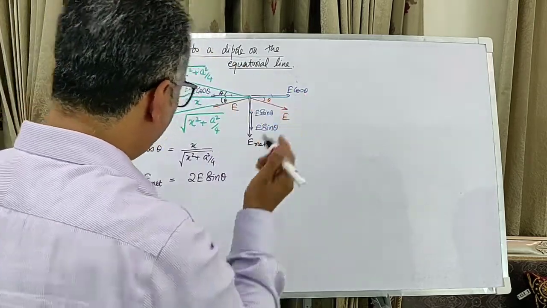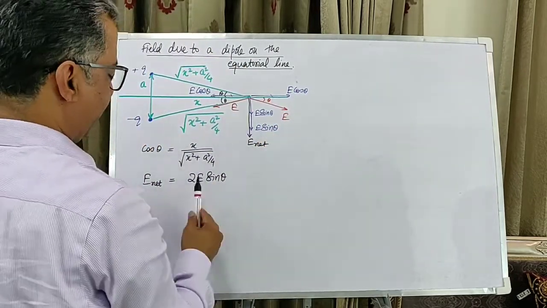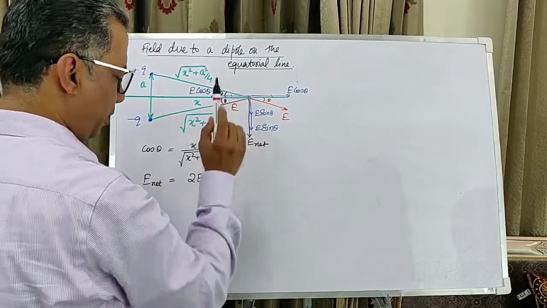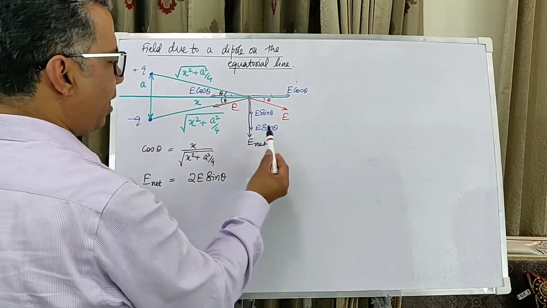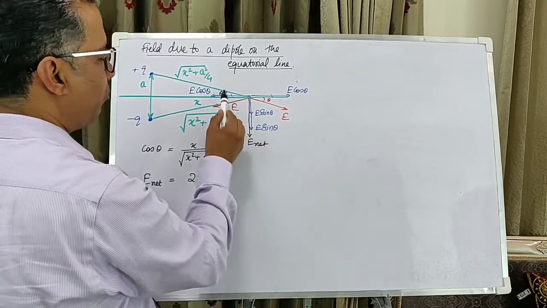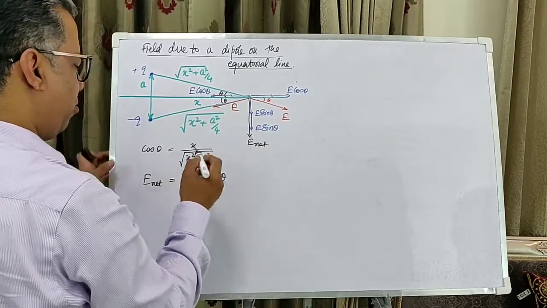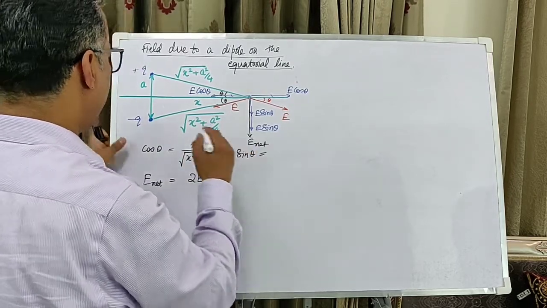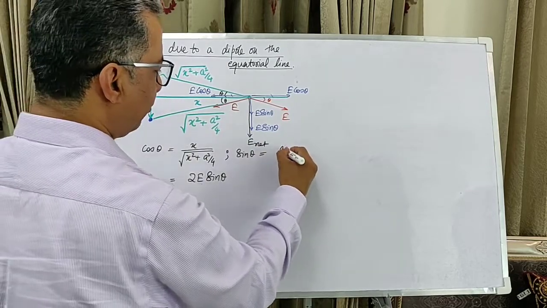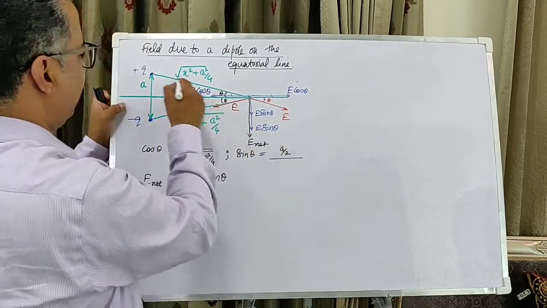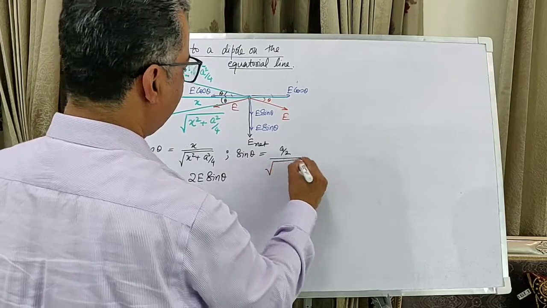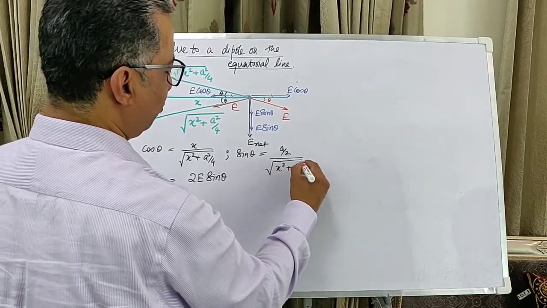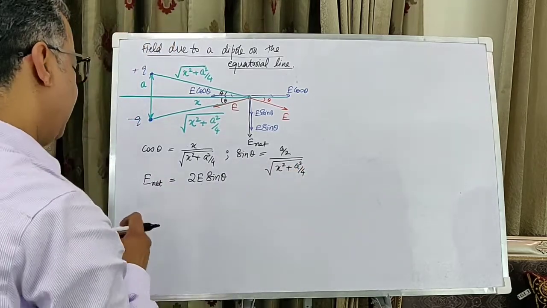Now remember that E is the magnitude of the electric field due to one of these individual charges at this point, and sine theta is the sine of this angle here. We already know sine theta, of course, would be equal to a by 2 divided by this length, which is root x square plus a square by 4.